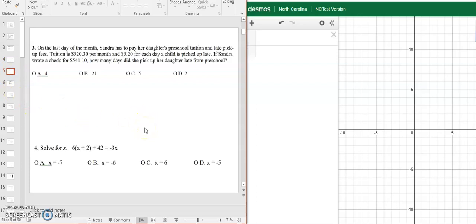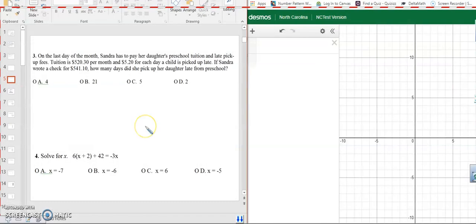All right, the next one is a word problem, and I know you want to just skip the word problems, but a lot of this test is going to be in word form. So it's going to be important that you at least read the problem to see if you can find the answer, okay? So we're going to read, and I'm probably going to write as I read.